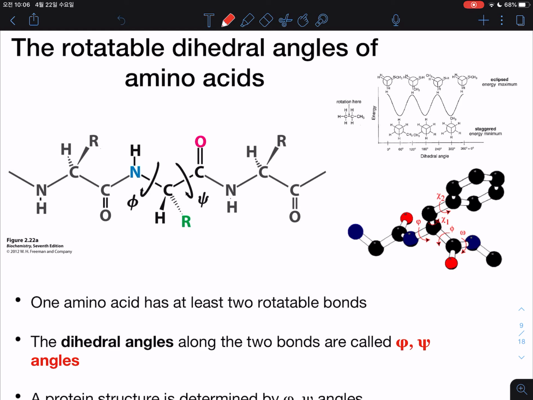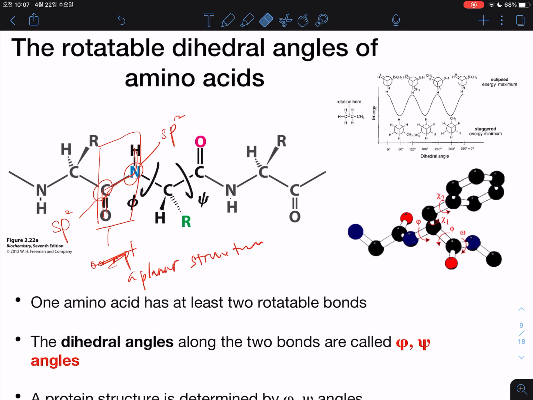But as you know from your chemical knowledge, this carbon in the peptide bond has sp2 hybridization, and this nitrogen also has sp2 hybridization. So these peptide bonds form a conjugated bond, and they are on a plane. They are forming a planar structure, right?